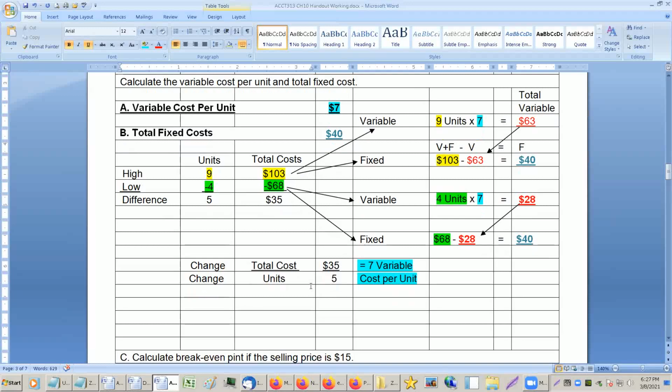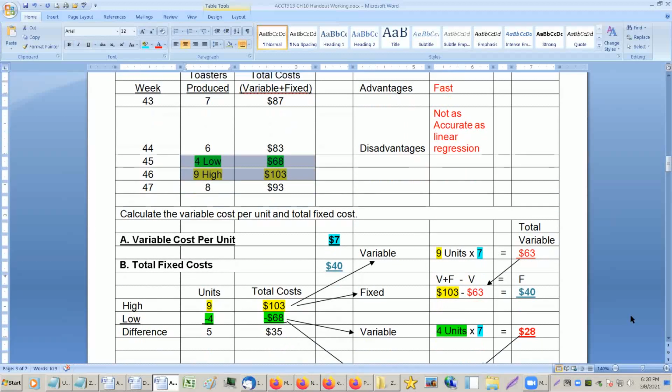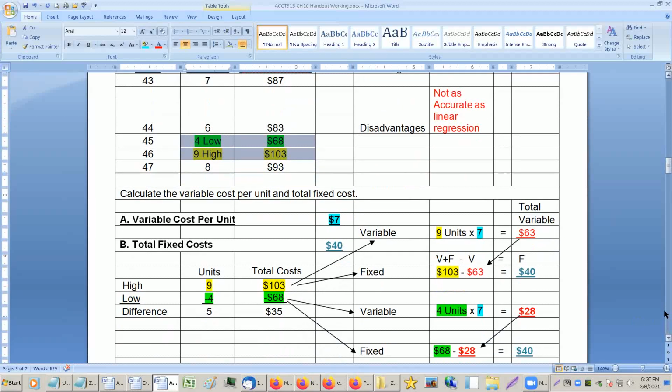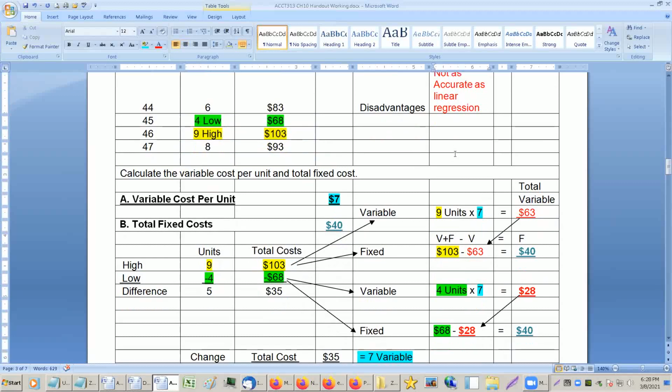Any question on that? Okay, and again, the reason for doing this one is it's fast. You don't have to have all the data. You could be missing months, and whatever ones you have, take the highest and the lowest. Go with months or weeks, whatever it is you're doing this by. Disadvantages, not as accurate.